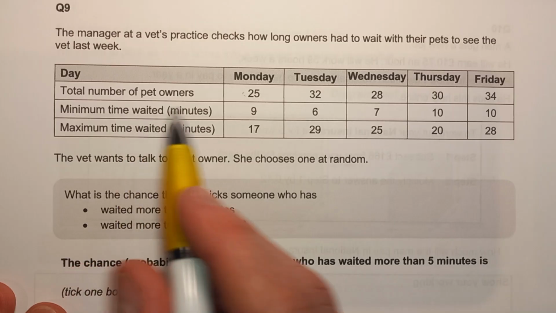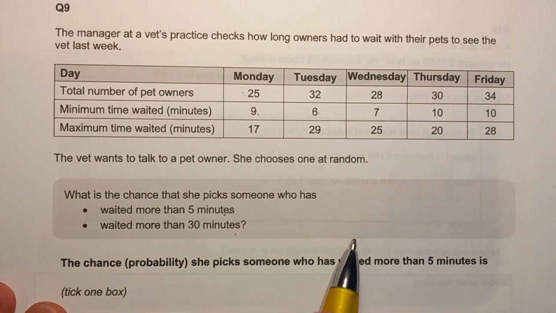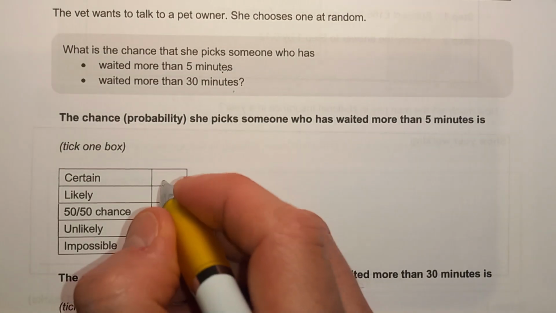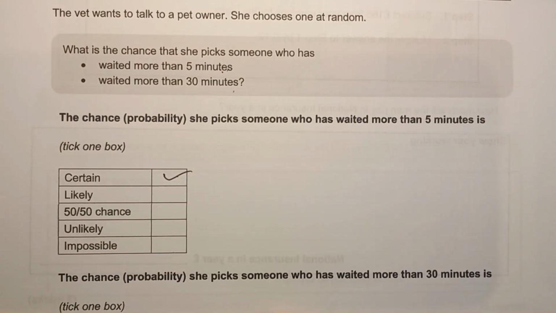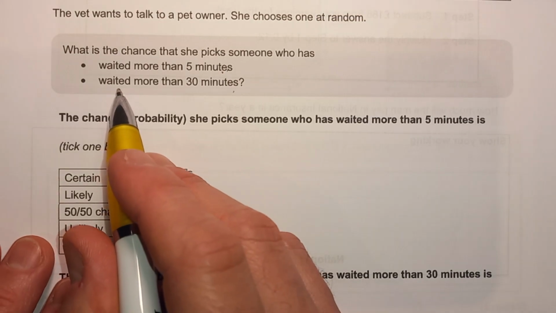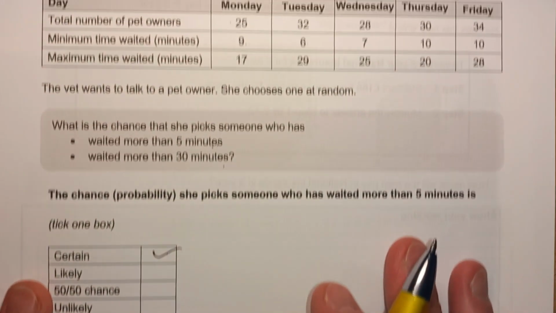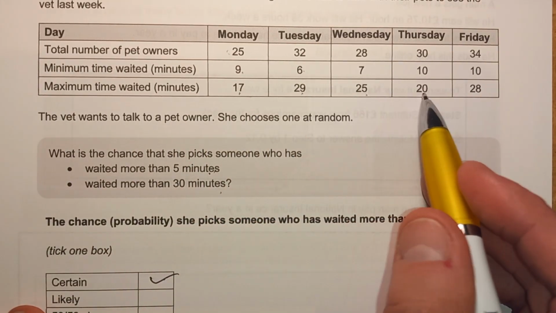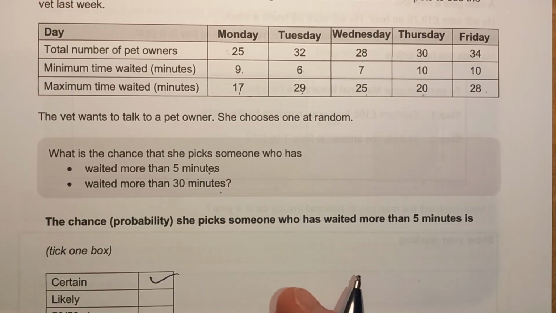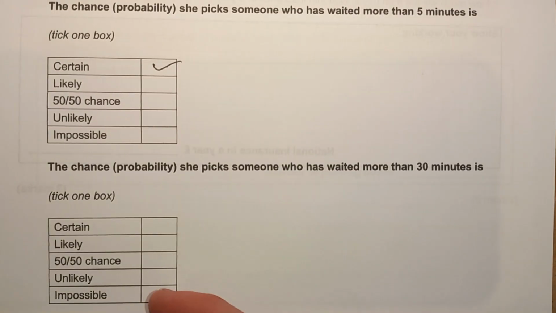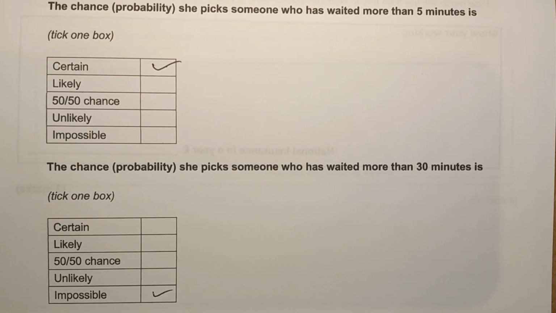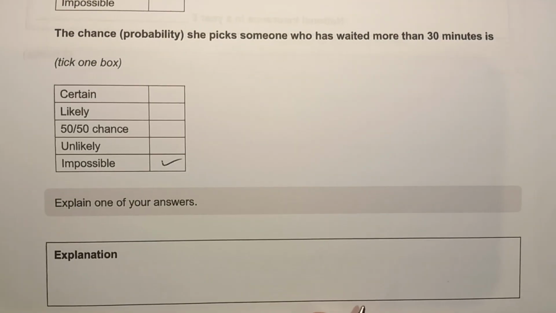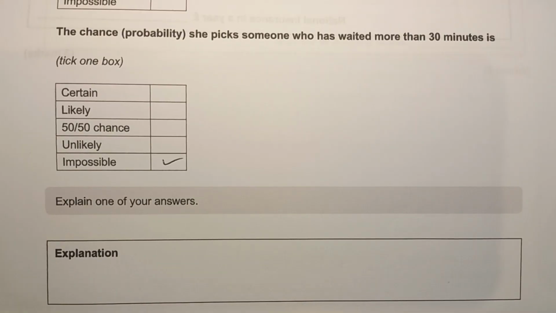Well, the minimum time is above 5 for all of them. So it's absolutely certain that they waited more than 5 minutes. We also want to know the chance that someone waited more than 30 minutes. Well, the maximum time people waited was 17, 29, 25, 20 and 28. Those are all less than 30. So it's absolutely impossible that someone waited more than 30 minutes. So they then say explain one of your answers. So we don't have to do both of them.